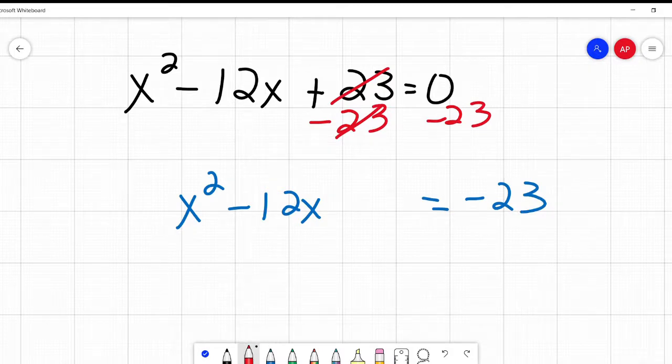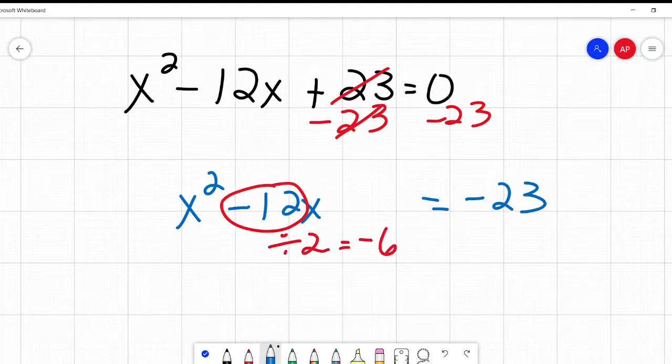So, what are my little steps? Because I don't have a coefficient in front of the x, I can move on to the next step. Negative 12, I divide that by 2, and that gives me negative 6. I can also go ahead and write negative 6 in what I'm squaring.